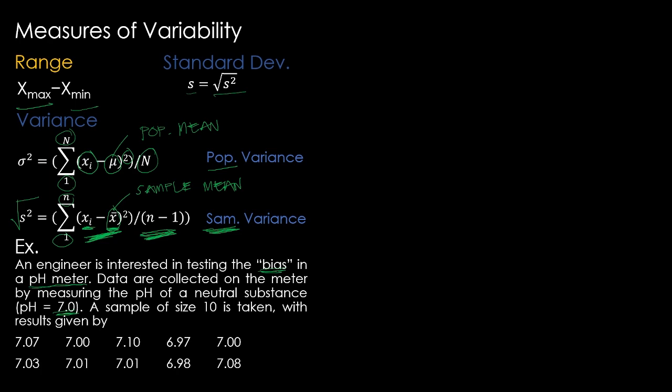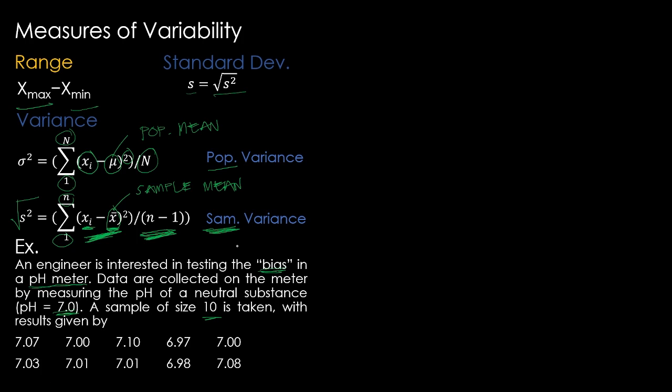Okay, if this is not correct, then you need to make adjustments. You need to repair that one, or you need to replace it, and so on and so forth. That's how important variability is. Sige. So again, we have a sample size of 10 with the following values.